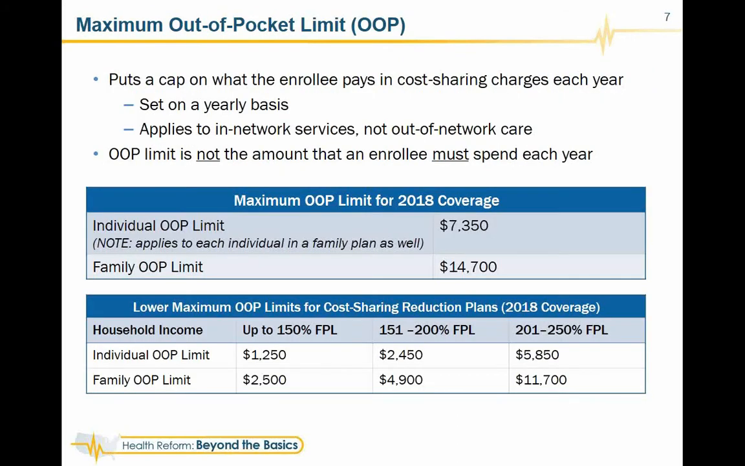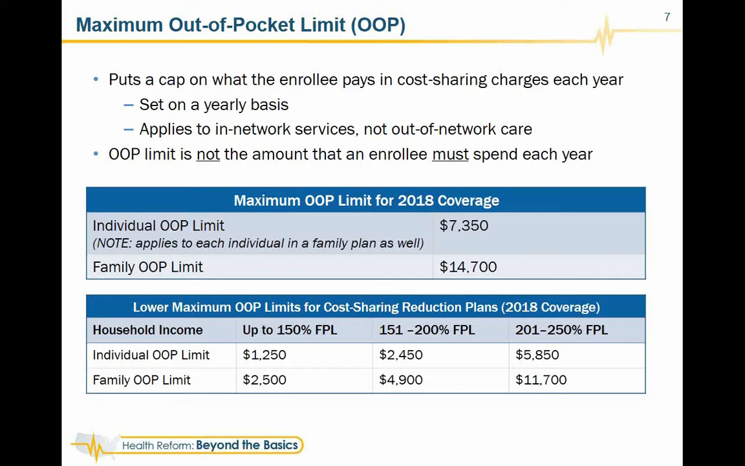Another important element of marketplace plans is the maximum out-of-pocket limit. You sometimes see that abbreviation OOP. This puts a cap on what an enrollee pays in cost-sharing charges each year. So it does apply for the entire year, and it applies to in-network services and not out-of-network care in most cases. The out-of-pocket limit is not the amount that an enrollee has to spend each year, it's the maximum amount that they're going to pay in deductibles, co-payments, co-insurance under their plan for covered services.